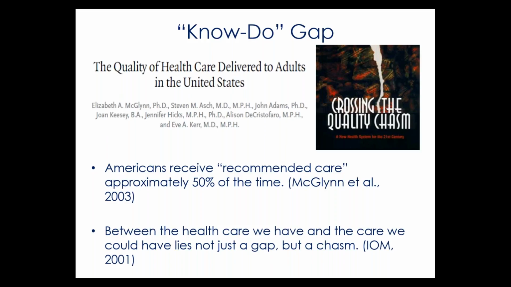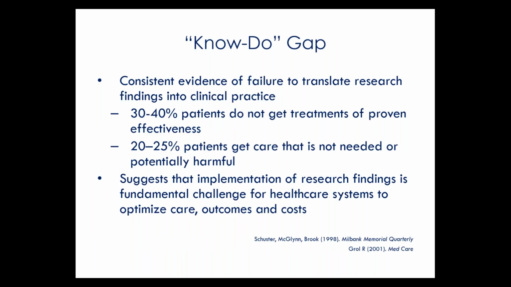And some people have called this a chasm as well in the IOM literature, in the Institute of Medicine. There are many different areas we could look at. Similar things that a large percentage of the patient population doesn't get proven treatments. And others, there's overuse, there's even use of things that are potentially harmful as well. And so it isn't that we don't know what to do, it's that we're not doing the right things and we're not doing things the way we should be doing.